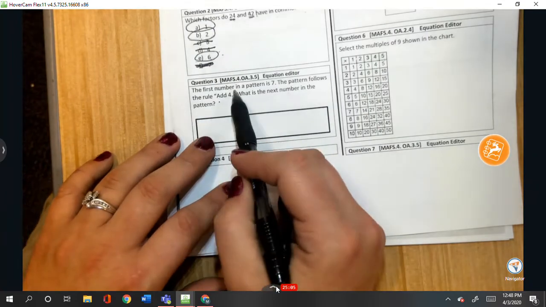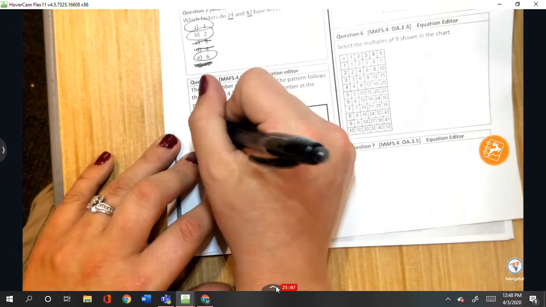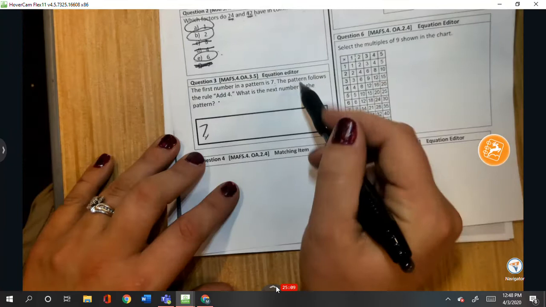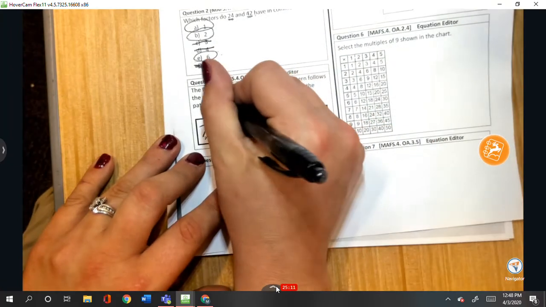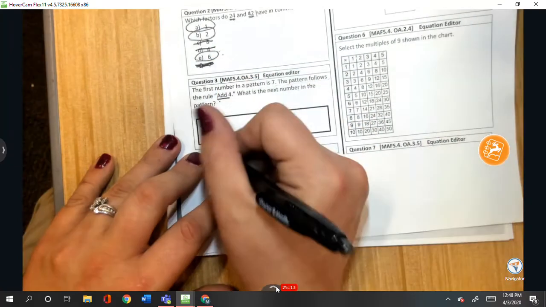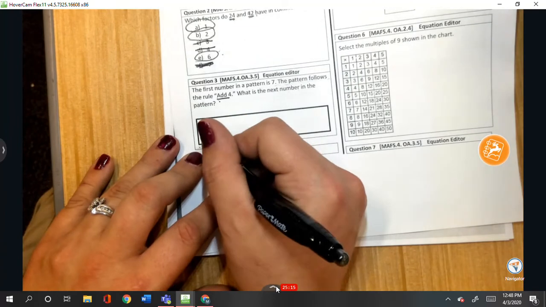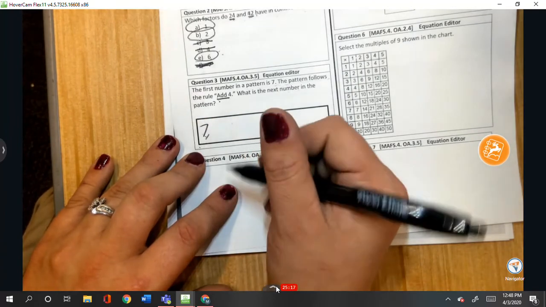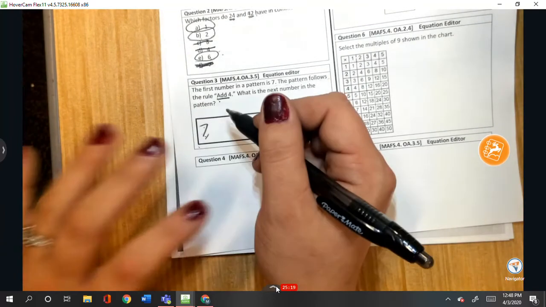Number 3, the first number in the pattern is 7, so this is a pattern. The pattern follows the rule add 4. So the next number in line is going to be 4 more than 7. Well, what's 4 more than 7? 7, 8, 9.